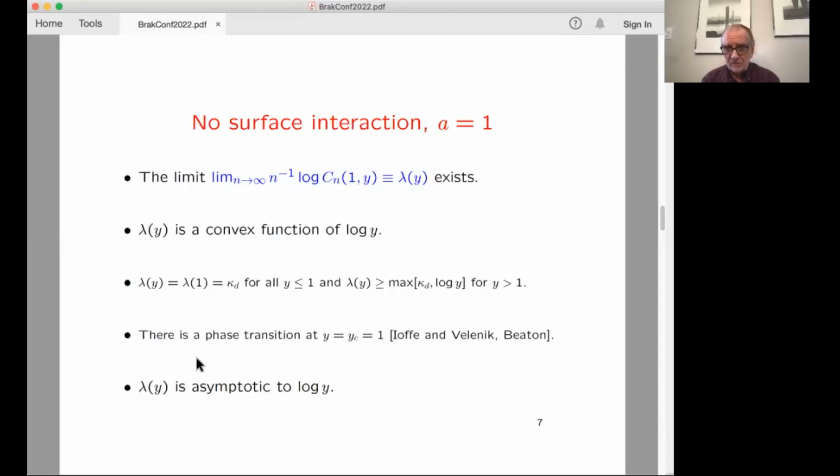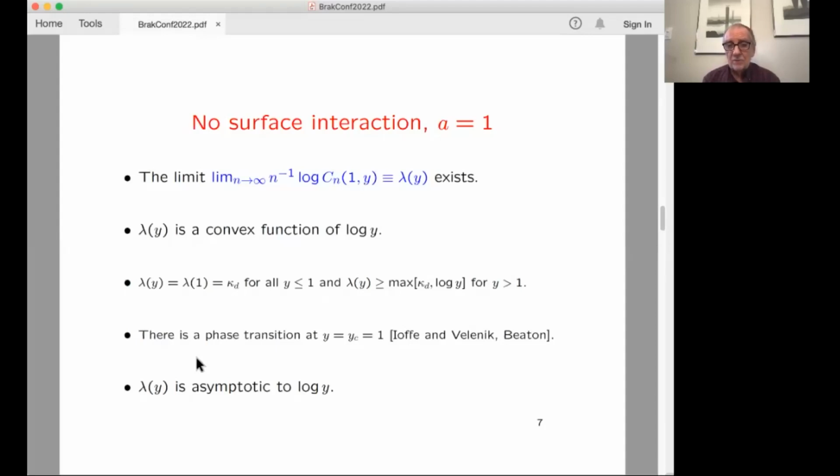So there must be a phase transition. And what I've said there gives me bounds on the phase transition, but Yoffe and Velenik and Nick Beaton have proved that the phase transition in fact occurs at yc equals 1. So that means that as soon as you apply a force, the walk's pulled off the surface and it becomes ballistic. In fact, the typical distance of the last vertex from the surface is proportional to the length of the walk.